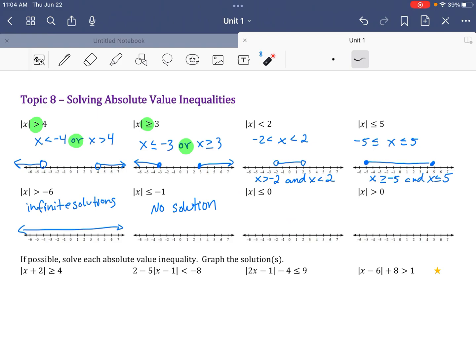All right, so the only number that seems to work here is 0 itself. And frankly, the only reason that works is because it has a little equal bar right there. So 0 is my only answer. Okay.